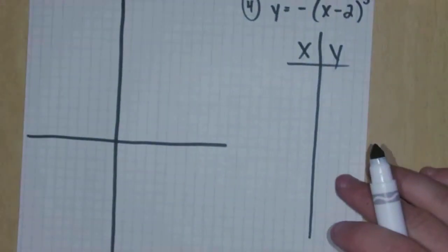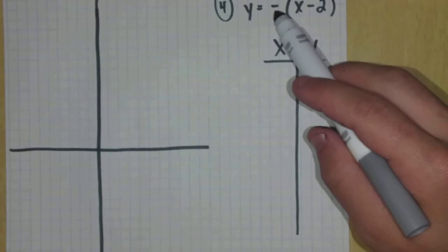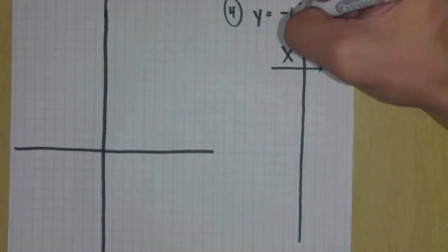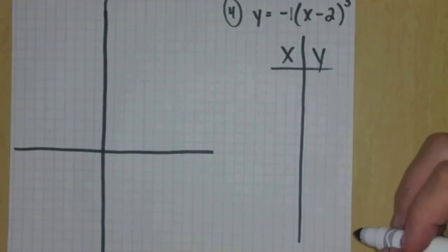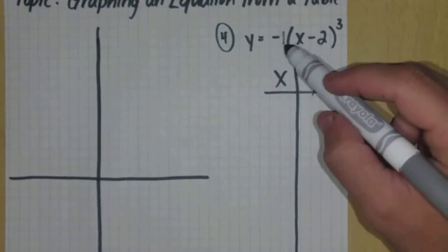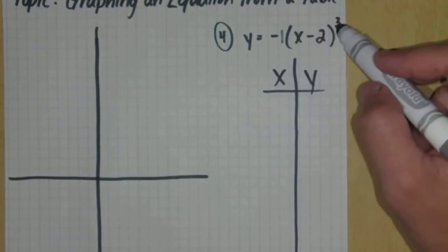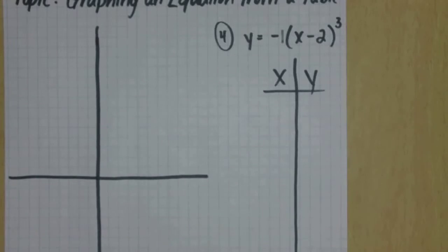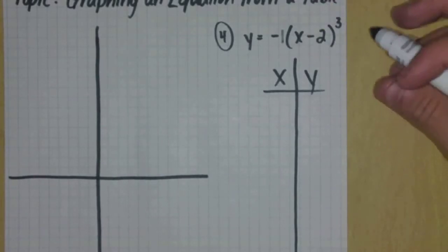Last one. Let's go ahead and graph the cubic y equals negative. So right away, I'm going to stick a 1 there, because that's kind of like I have a -1 out front. -1 times (x minus 2), and that's all being cubed. So again, I see that's a cubic. I'm thinking some sort of paperclip shape.